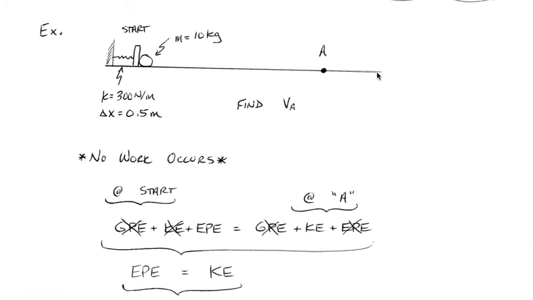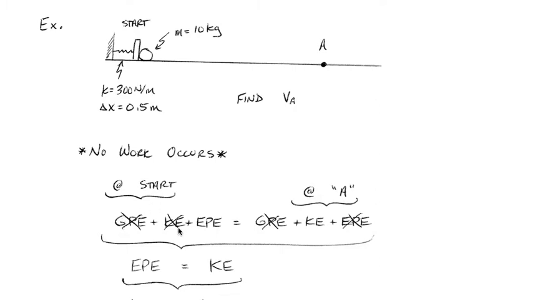So let's say we have a similar situation, and I say I want to find the velocity of this object at A. Well, I'm given my K value, I'm given how far the spring compressed. We can assume that this ball is at 0. So no work occurs because there's no friction, there's no outside forces. This is a very straightforward energy problem. So I write out my GPE plus KE plus EPE on one side, then on the other. I know those two have to be equal.